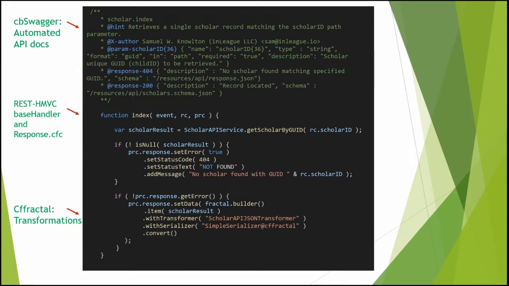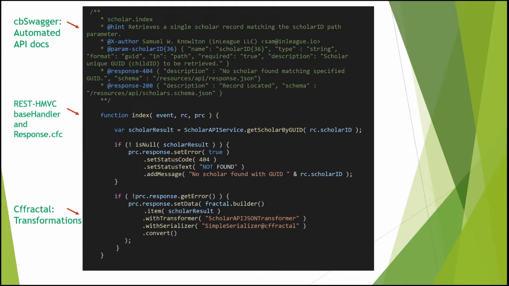Here are 2 Coldbox modules and 1 Coldbox template with some in-house modifications. Up top, you have CB Swagger, which is producing some very nice-looking API docs for our client. They don't have API docs on their side, but we do. CF Fractal here on the bottom is doing a business transformation from our entity, in this case, a scholar at a school, to how the client wants to consume it on their end.